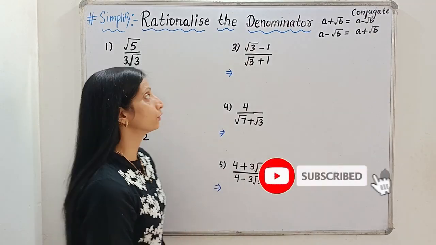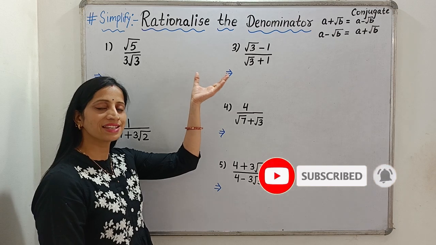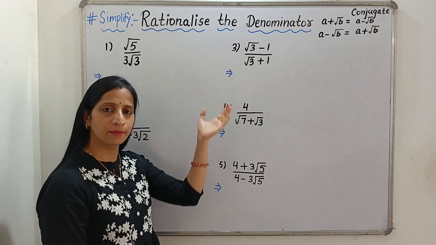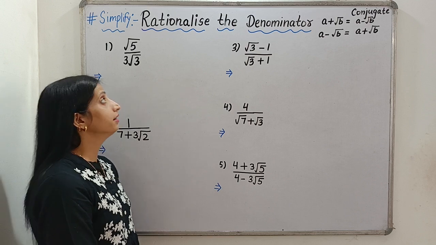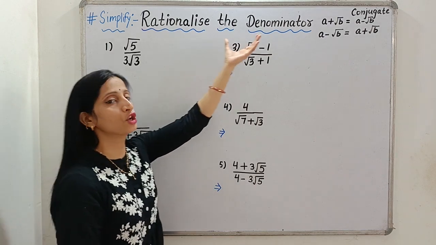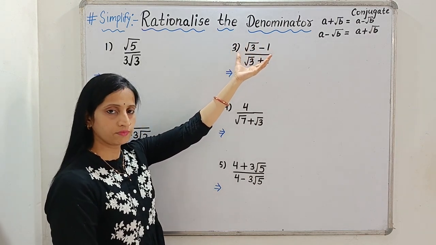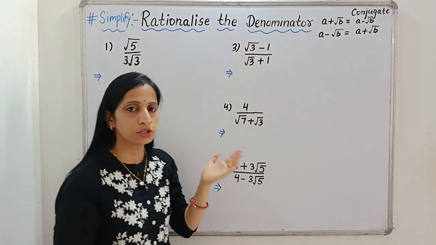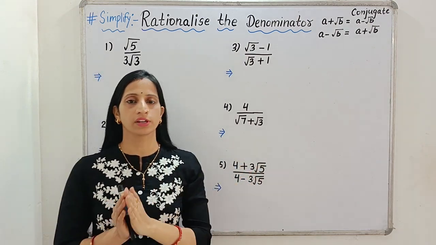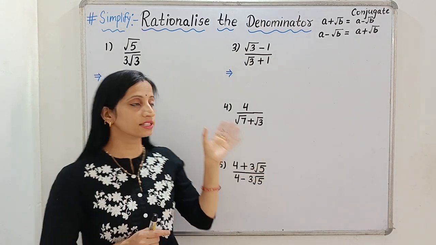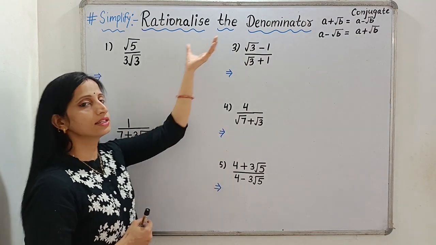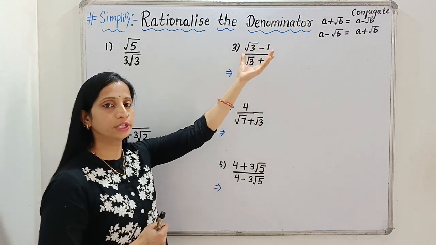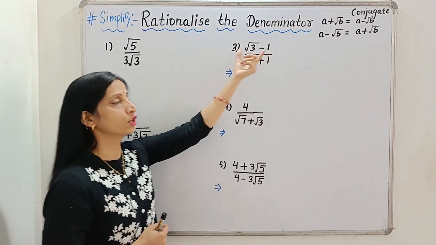So today's video topic is again from class 9th maths chapter 1 number system. In this video we are going to learn how to rationalize the denominator. In this chapter you will see many questions in the form of simplification. The questions can be like this: simplify the following expression by rationalizing the denominator. So you need to learn how to rationalize the denominator.